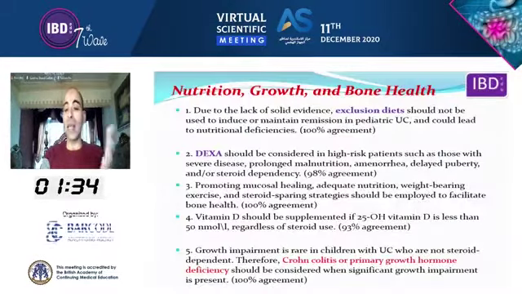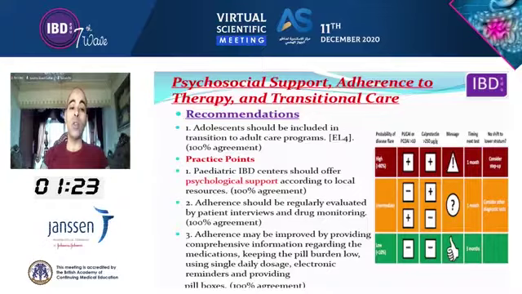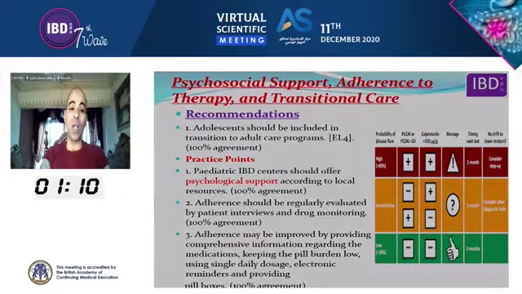The issue of nutrition, growth, and bone health is important in children, as I said before. Psychological assessment and psychological support are also very important in pediatric UC, and we can use some measures like a pill box regarding the medications to help the patient to be compliant with our medication and follow up.